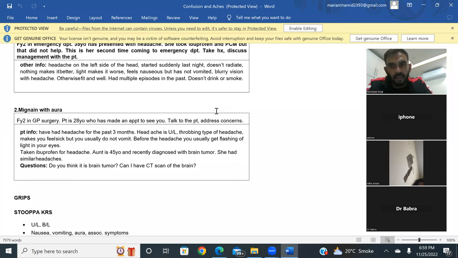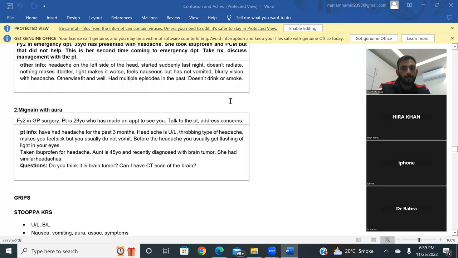Can you people see my screen now? My screen is visible or not? Yes, it is visible.